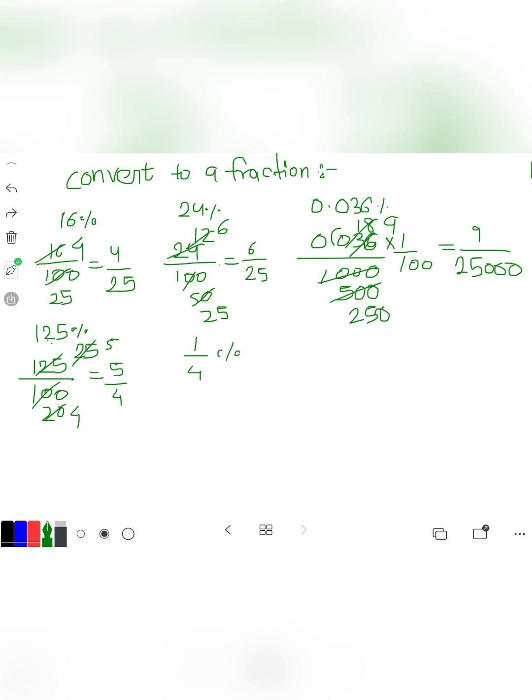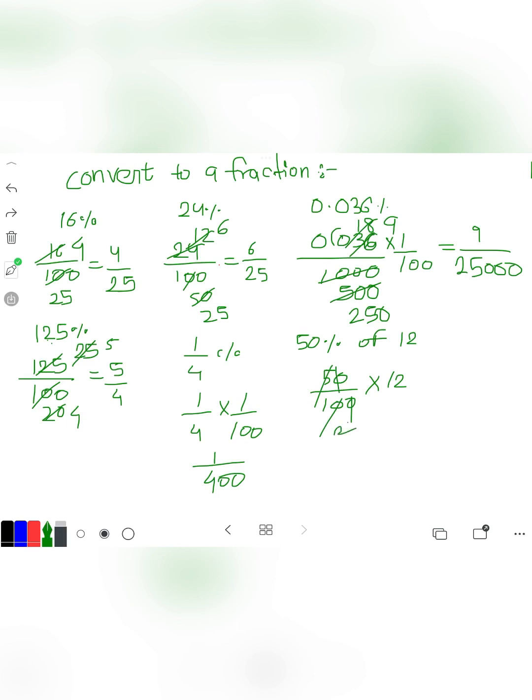Moving further, 1/4%. 1/4, same as we did. 1/4 into 1/100. We'll get it as 1/400, and we'll just simplify it, and we'll get the answer, right? Now 50%. 50% of 12. We have solved it before. Take some time, solve. And now I'll solve that 50 upon 100 into 12. It is also very clear. We get the answer as 6, right? It was a very easy question.